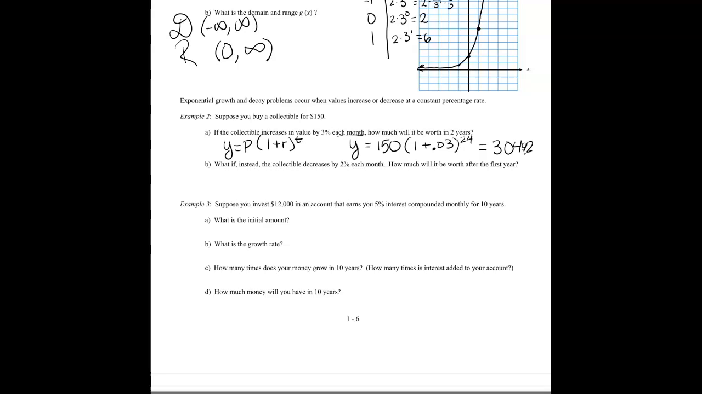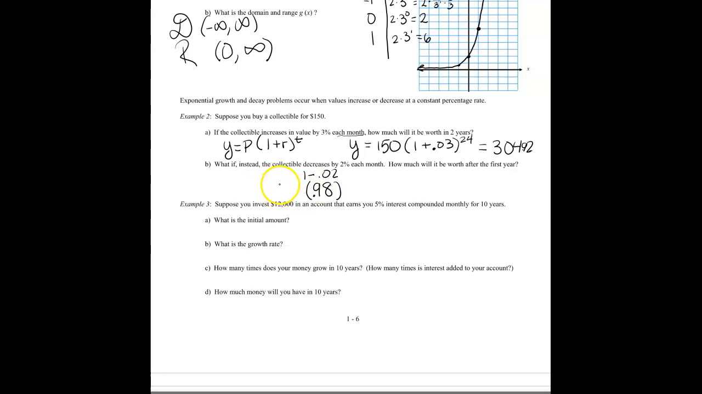All right, so what if instead it decreased by 2% each month? How much is it going to be worth in the first year? Well, this time, instead of adding my rate, it's decreasing each month. So I'd actually have to take 1 minus 0.02, which would just leave me at 0.98. That's about the only difference.